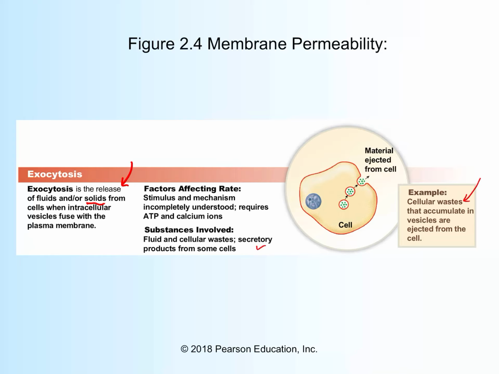Secretory products, this word just means it's secreted. So I'm going to put example hormones. Hormones are made inside your cell, but they're going to be put outside the cell and they're shipped out through exocytosis. So it's the same process. The cell forms a vesicle and then moves it out, and it fuses with the plasma membrane, and when it fuses, the contents are released.